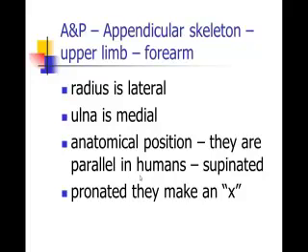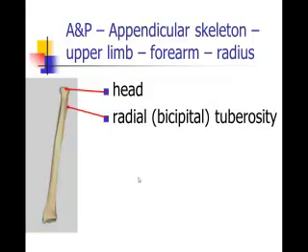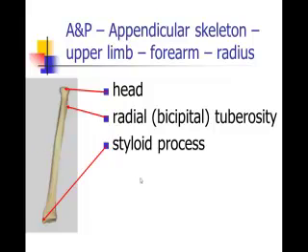So they do make an X when they're pronated. So here's the radius. We're looking at an anterior view of the radius. There's the head and the bicipital or radial tuberosity. That's where one of the tendons from the biceps brachii inserts. And we have the styloid process.